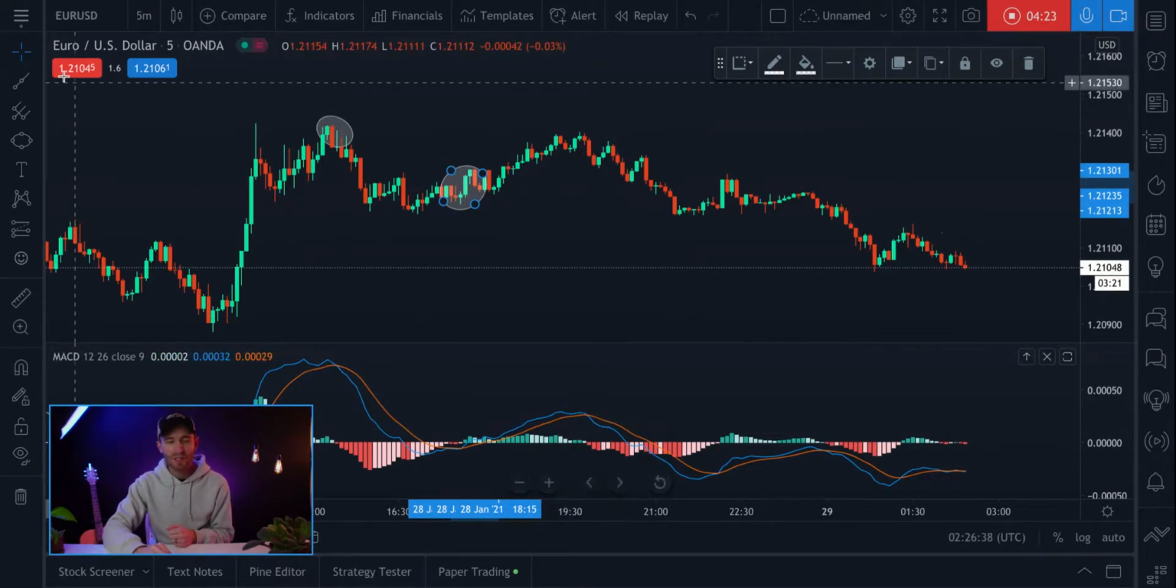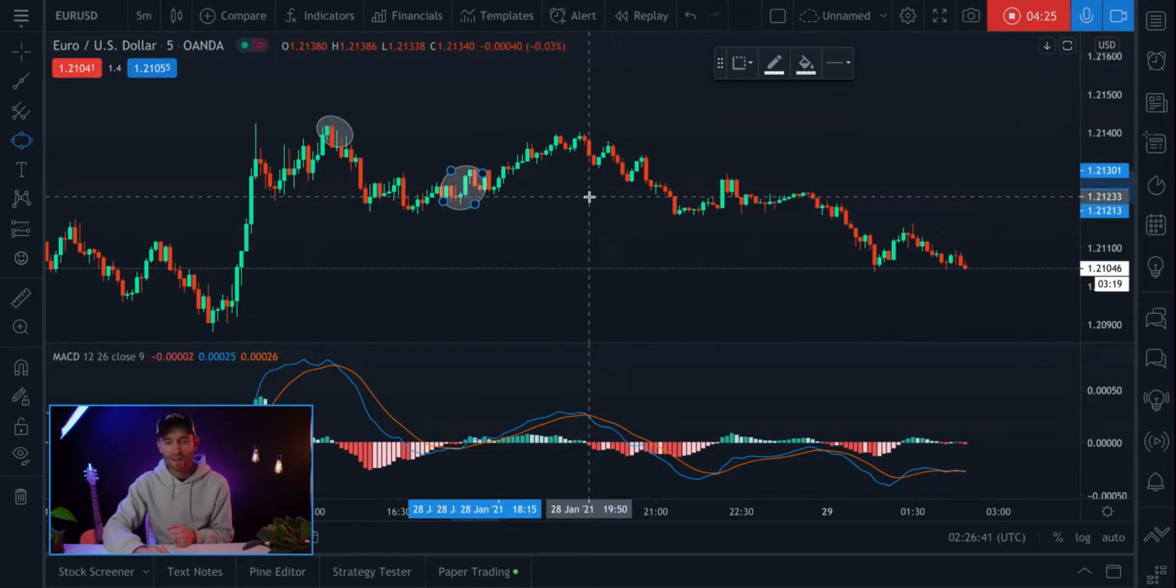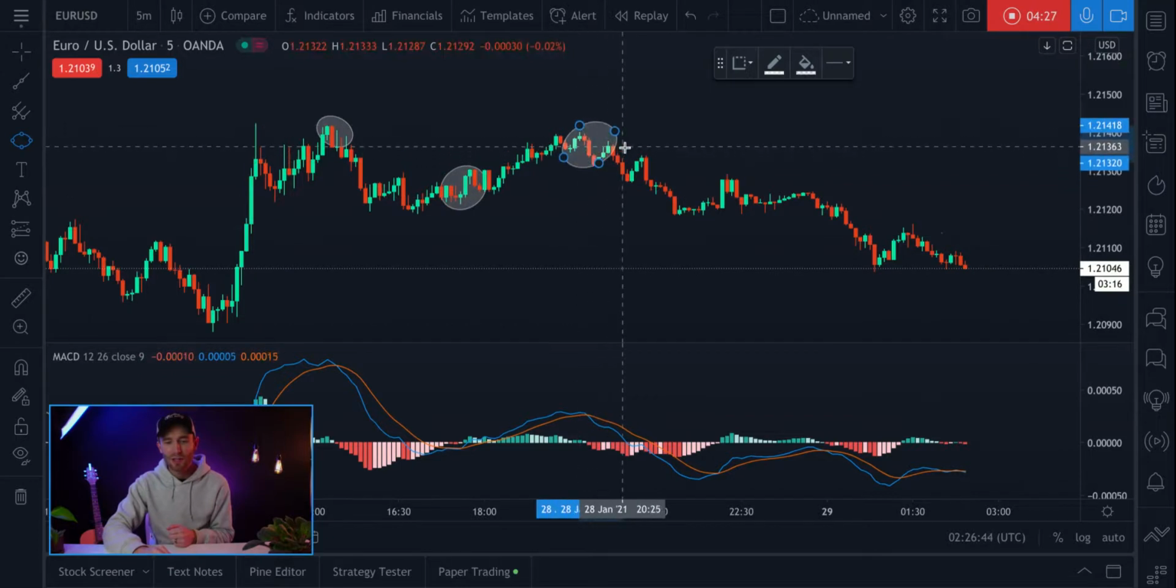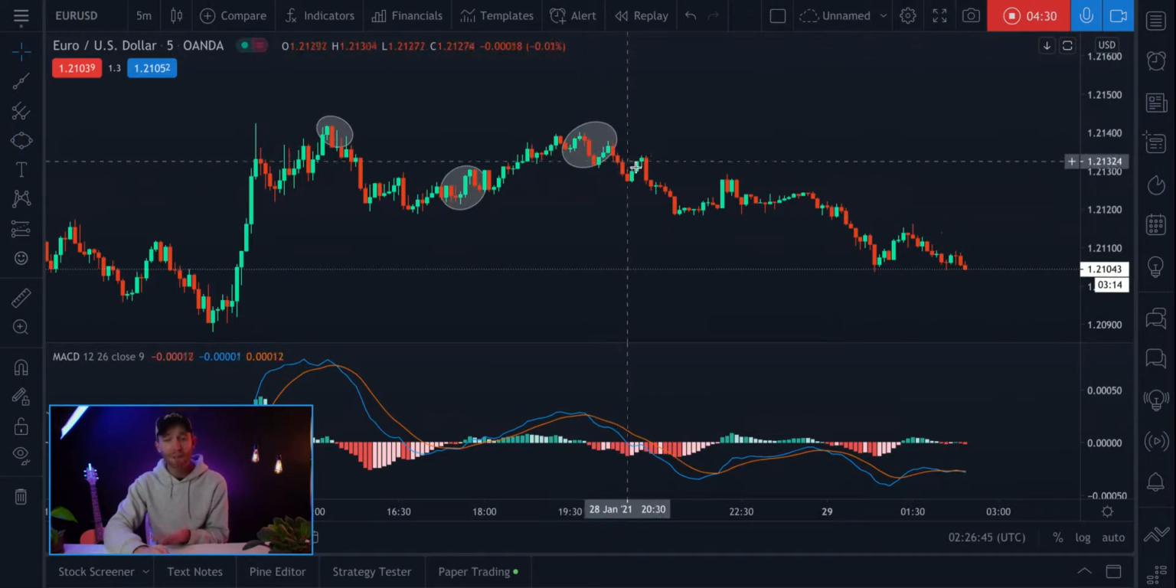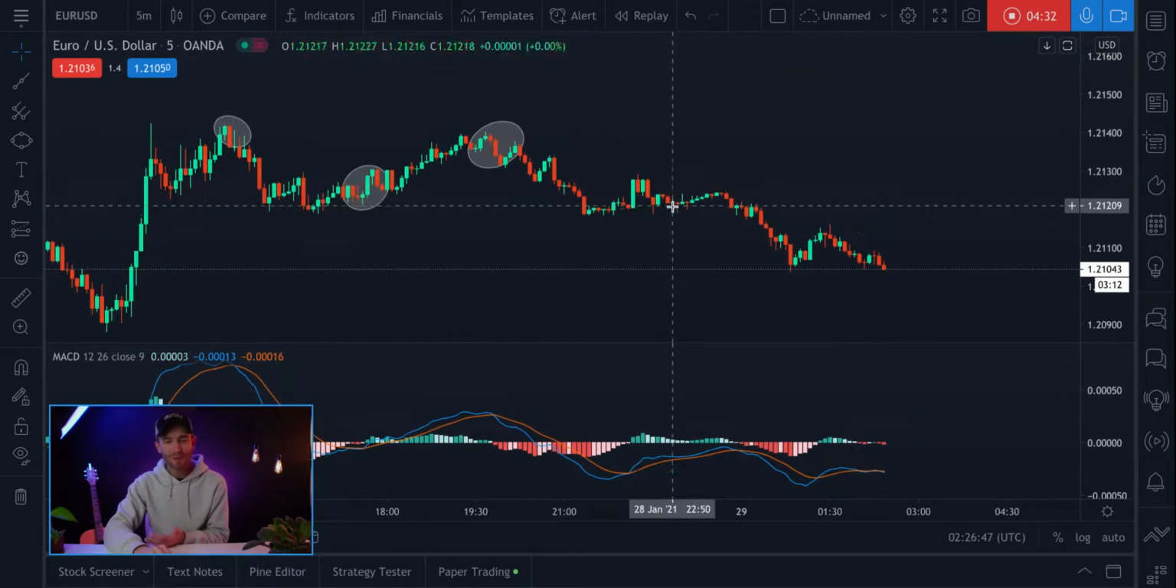MACD blue line crosses below the signal line. What do we see right around this area? Well, we see that the cross happened right about there, and the price started to move down. Okay, that's pretty cool. We've got something going on here. You might have made some good money on that.